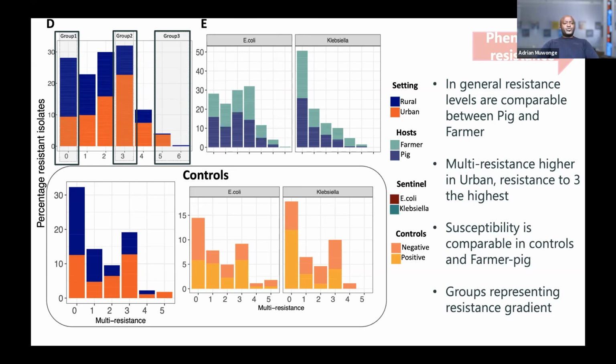But I wanted to draw your attention to the 3 groups that I've highlighted, group 1, group 2, and group 3, because I'll be using them downstream to look at how resistance and phenotypic resistance is related to all the other microbiome factors.